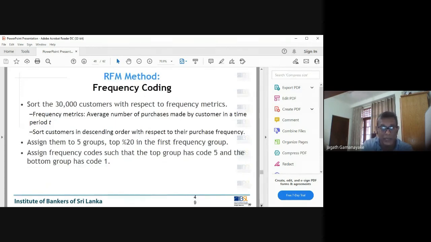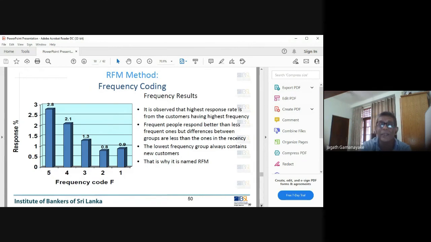Then you look at the frequency coding. Now sort again those 30,000 customers with respect to the frequency metric. Frequency metric means the average number of purchases made by a customer in a time period T. These customers are sorted again in descending order like earlier, with respect to their purchase frequency. Now they put the top 20% in the first frequency group, assigning frequency codes from 1 to 5. Then they noted that the highest response rate is from the customers having the highest frequency.